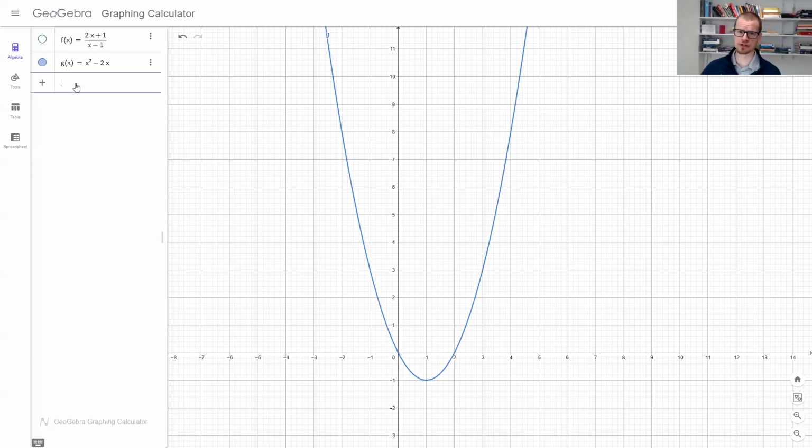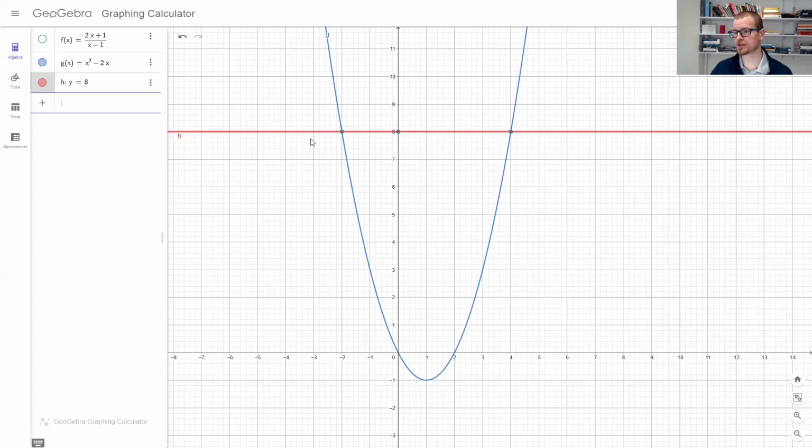If you wanted to just observe that, we can plug in here y equals 8, and that's going to give us that horizontal line, and we can see those intersection points. What I like about GeoGebra, if you're not clicked on any line, then you can click on it and hover over those points. It gives an intersection of -2, 8, and an intersection of 4, 8. So we can verify that those truly are the points of intersection there.